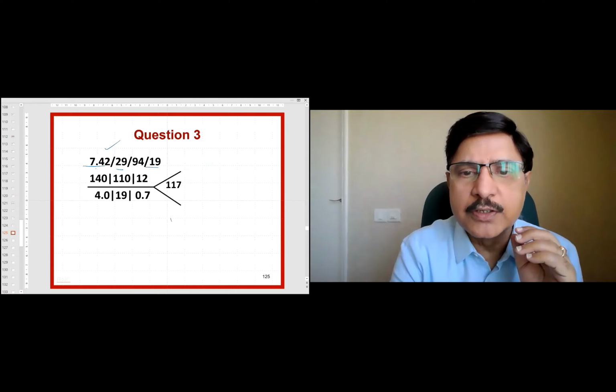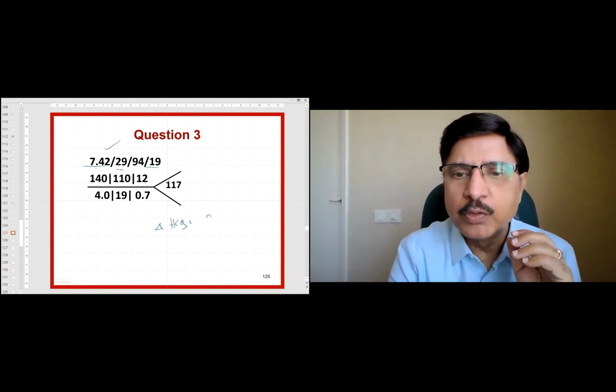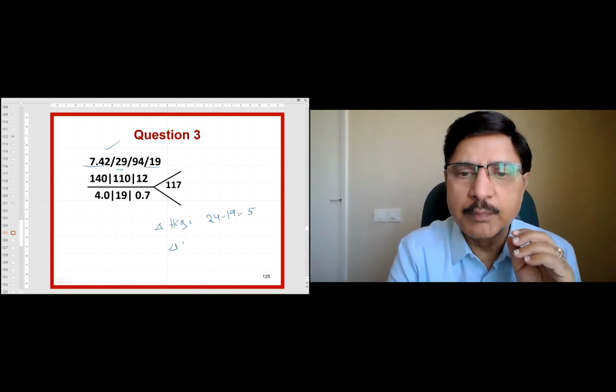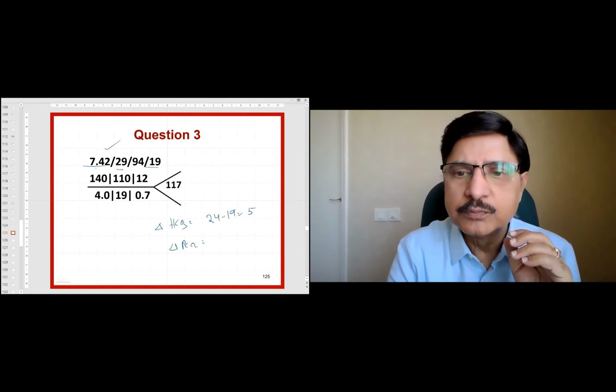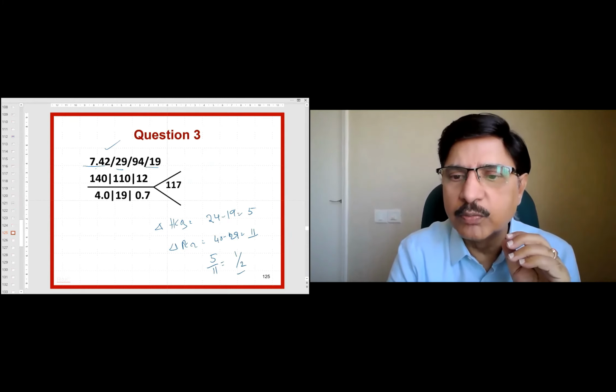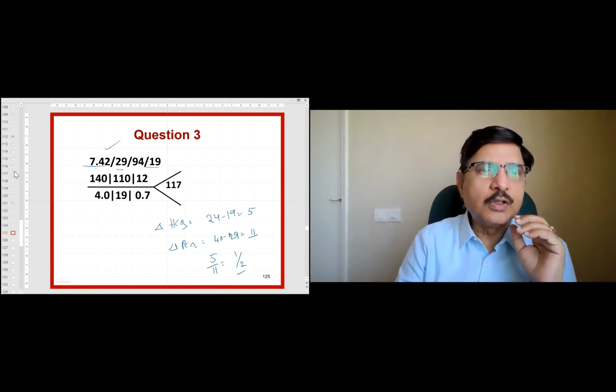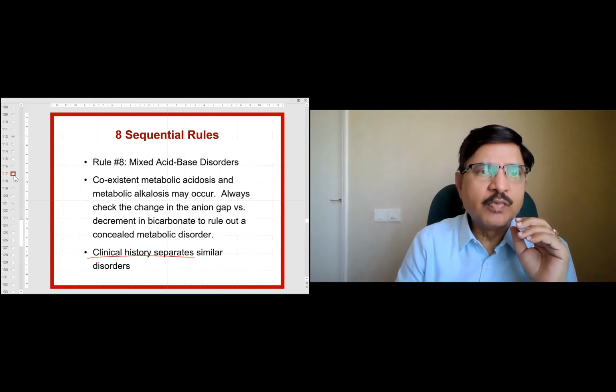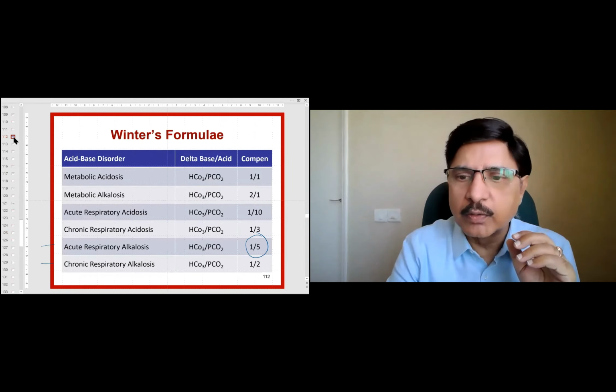So what is my difference in the bicarbonate? Delta bicarbonate is equal to 24 minus 19, which is 5. Delta PCO2: 40 minus 29 is equal to 11. So the ratio is 5 over 11, which is about 1 over 2. 1 over 2 is chronic respiratory alkalosis.